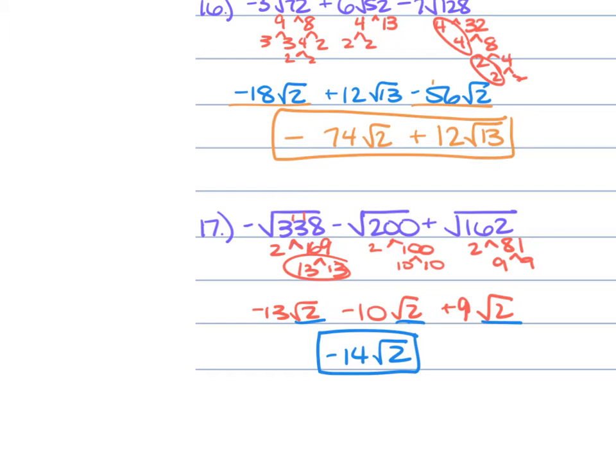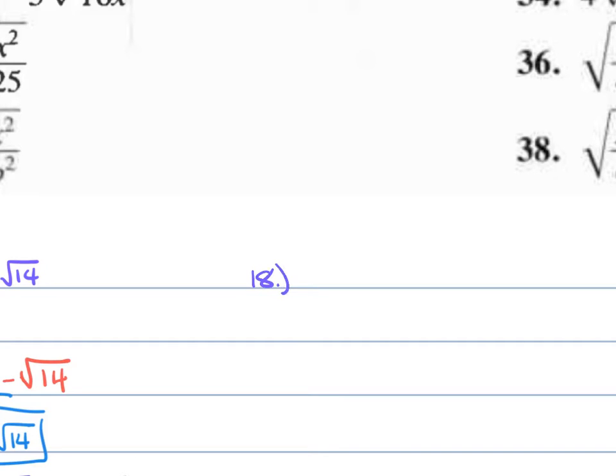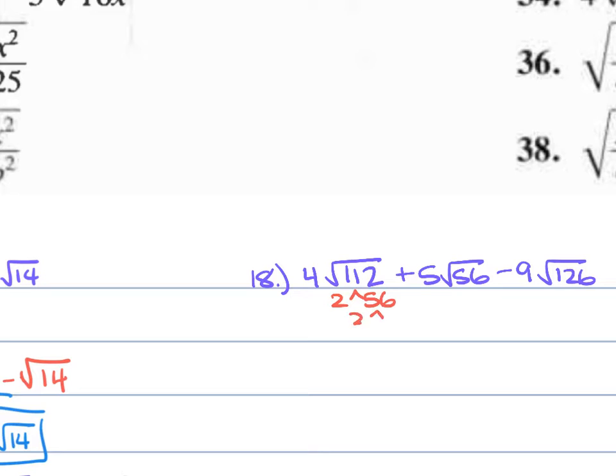For our next one, we will be doing 18. So 18 is 4 square root 112 plus 5 square root 56 minus 9 square root 126. The 112 is 2 and 56. 56 is 2 and 28. 28 is 4 and 7. The 4 is 2 and 2. So 2 times 2 times 4, or 4 times 4 is 16 square root 7.